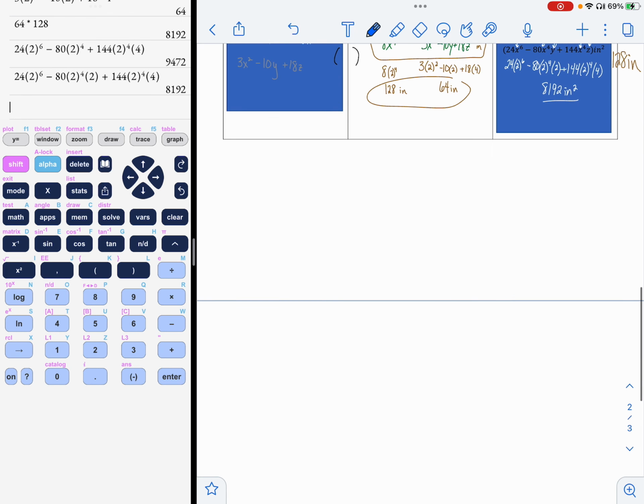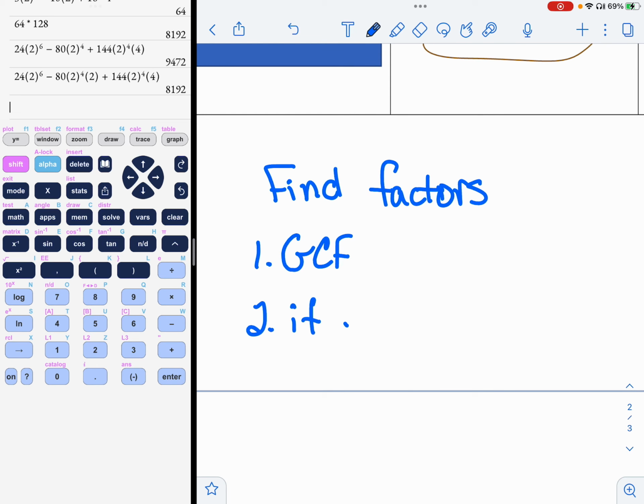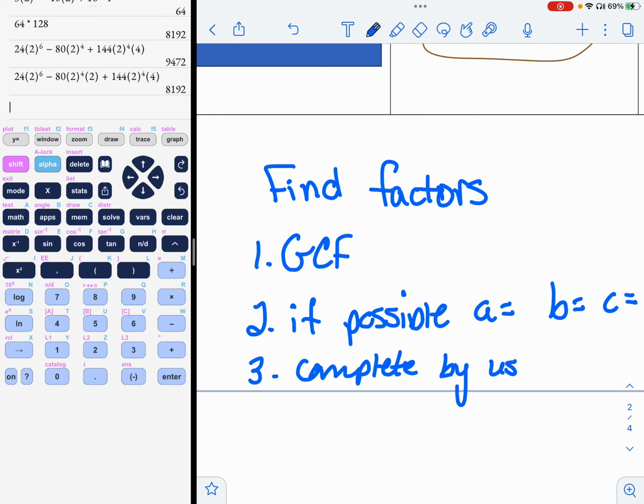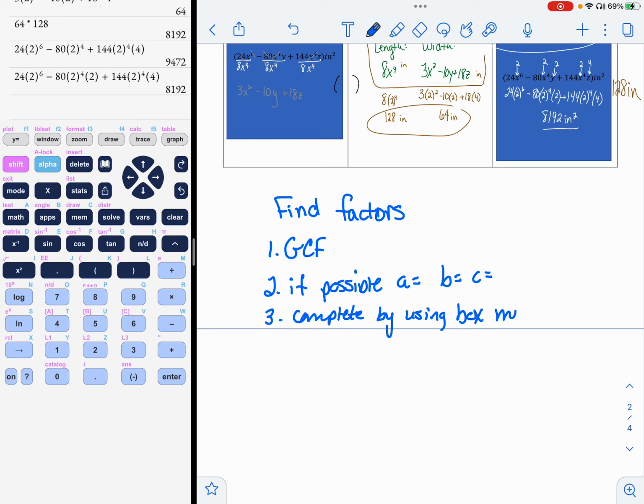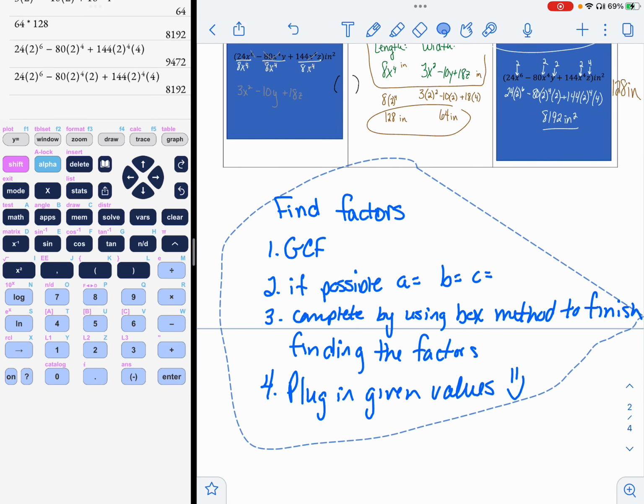So if you like steps written out, here they are. Step 1, you need to find the factors. That's just like the goal. The goal is to find your factors because you have the product. In order to do that, you need to do the GCF. And then if possible, if it matches everything we've done, you need to do A, B, and C. And then you need to complete the box, by using the box method to finish finding the factors. And then, step 4, plug in given values if there are any. And that is today's lesson in a nutshell.